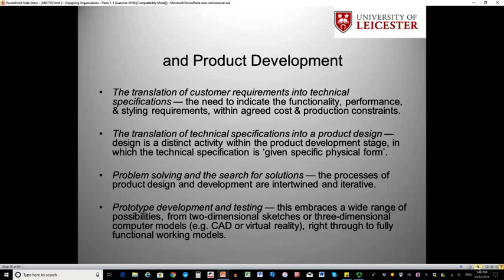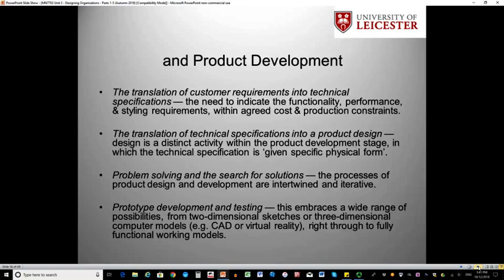And as you move into product development or service development, you start trying to flesh out the requirements into more specific specifications, and then solve problems to realize those technical specifications, to come up with solutions, and using those solutions to come up with developing prototype products and services which you can then test.